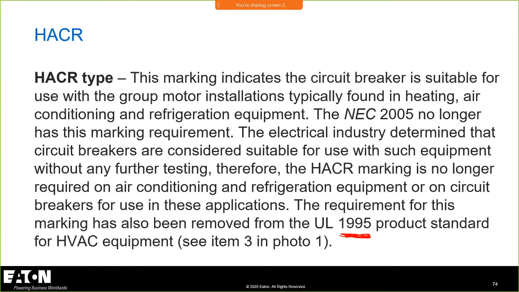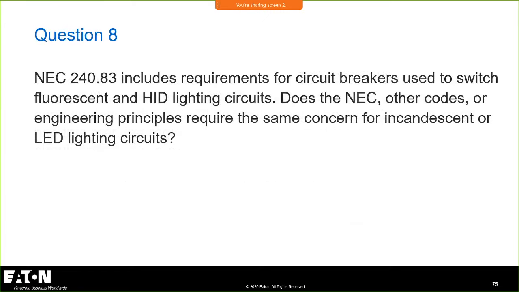So it's not necessary. If you have it on that breaker, it's extra icing for the cake. Switch fluorescent. So 240.83 includes requirements for circuit breakers used to switch fluorescent and HID lighting circuits. Does the NEC, other codes, or engineering principles require the same concern for incandescent or LED lighting circuits?